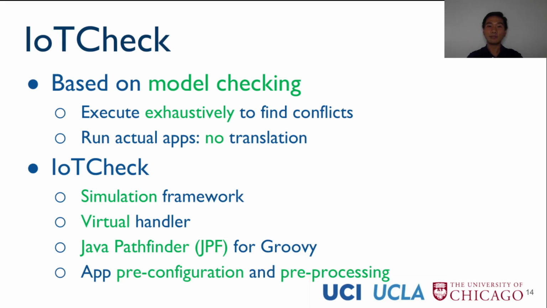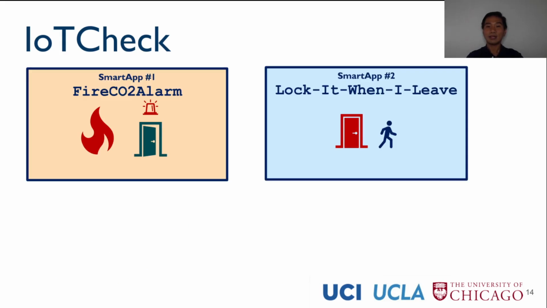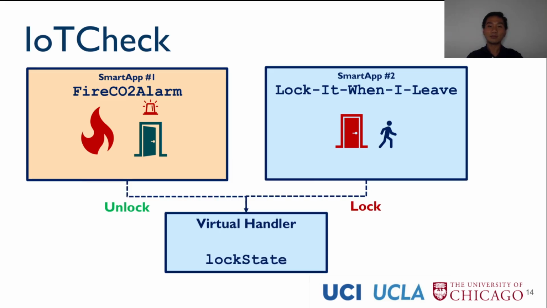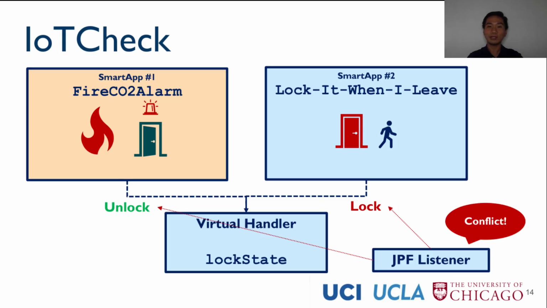With IoT-Check, we can run a pair of apps that have been pre-processed and pre-configured on the simulation framework. As the apps are running, the model checker controls and generates events such as sensor events that trigger the apps to explore different execution paths. When the execution path contains instructions that perform updates to a device feature or to location mode, they will update the state variable in the virtual handler. At the same time, the model checker is also listening to these updates, and upon finding two conflicting updates to the same state variable in the same virtual handler, it stops the execution and reports the conflict.